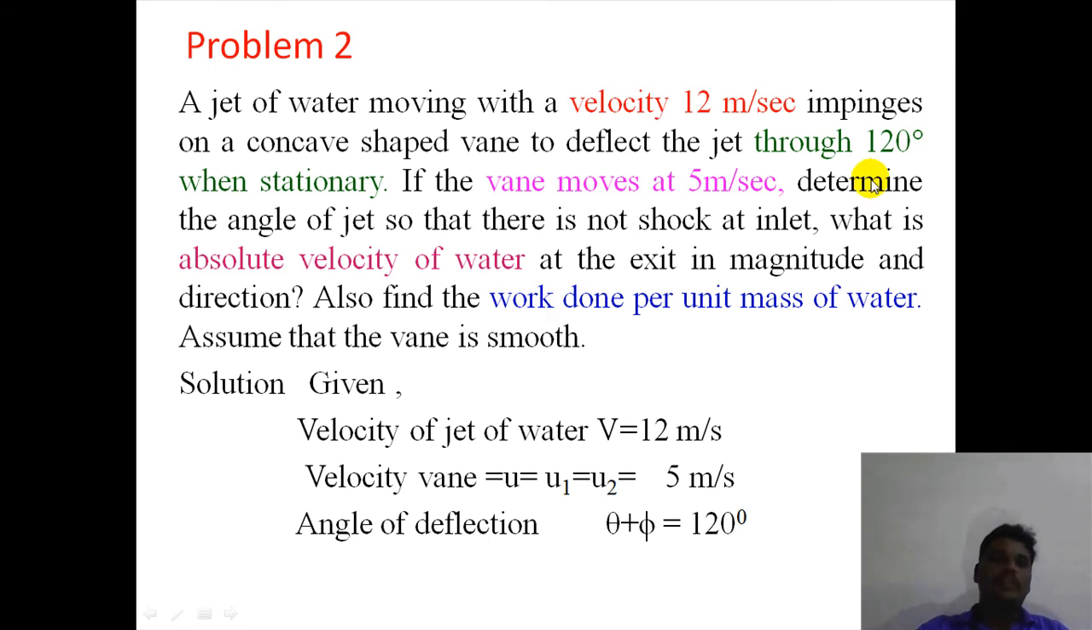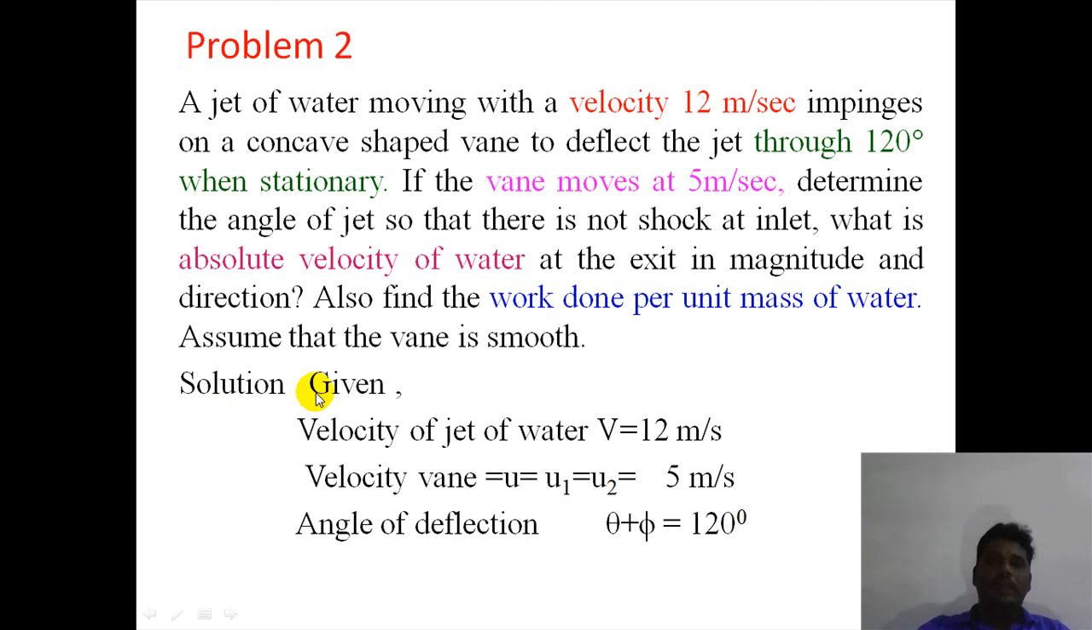Without shock, u1 is equal to u2. What is the absolute velocity of water at exit in magnitude and direction? We have to find out the magnitude as well as the direction. Also determine the work done per second, and work done per unit mass of water per second. Assume the vane is smooth. Whenever it is not given, we assume the plate is smooth, because no losses occur.